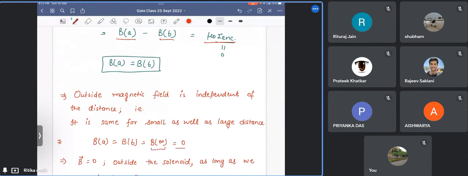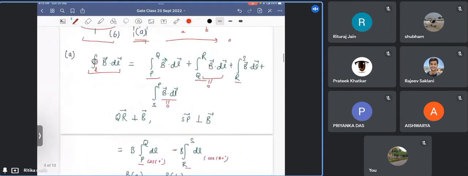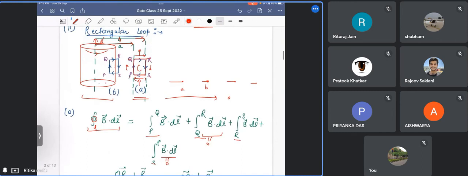Since my magnetic field does not depend on the distance, it will be the same as whatever the magnetic field is at infinity. So we can take B at A is equal to B at B and B at infinity, which we already know from the line property of magnetic field that these lines will become more widely separated, and therefore the magnetic field is weaker. At infinity, the magnetic field will become zero. So we can consider that the magnetic field in the outside region is always going to be zero.